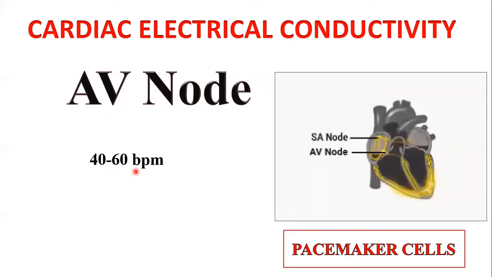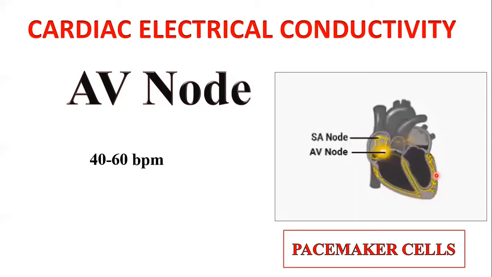The other pacemaker cell is the AV node. AV node is itself controlled by the SA node. The AV node receives the impulses from the SA node, and then the AV node further transmits the action potential to the cardiac muscles and is involved in the contraction of the ventricles. As the SA node is involved in the contraction of the atria, the right atrium and the left atrium, the AV node is involved in the contraction of the ventricles. So the AV node controls the right ventricle and the left ventricle of the heart.